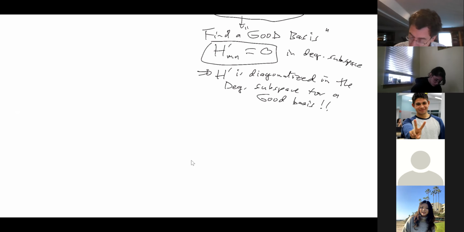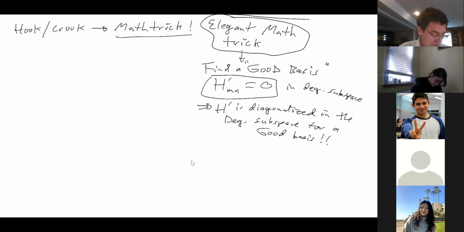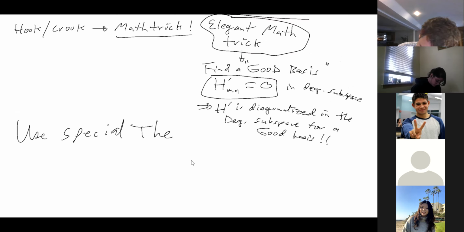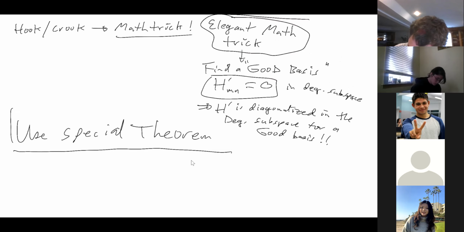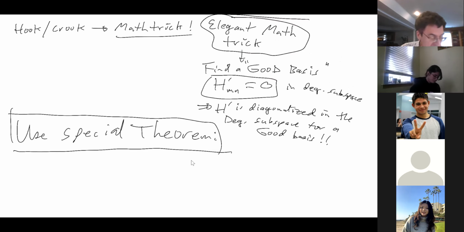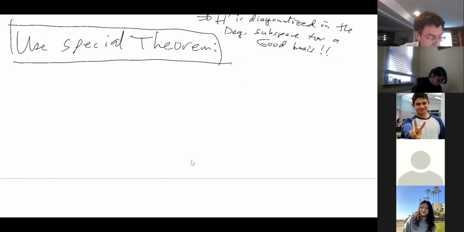Okay, so we've got to find a good basis. How do we do that? Let's use a math trick. Let me show you the math trick. We're going to use a very special theorem, a math theorem, and let's derive it. This is pure linear algebra, so let's go back to linear algebra.